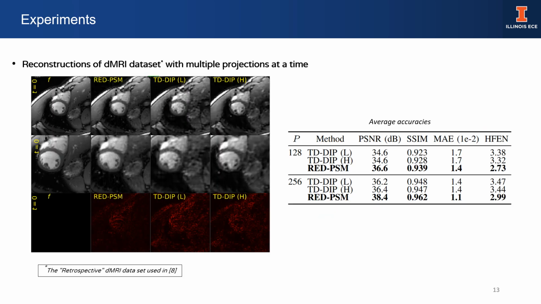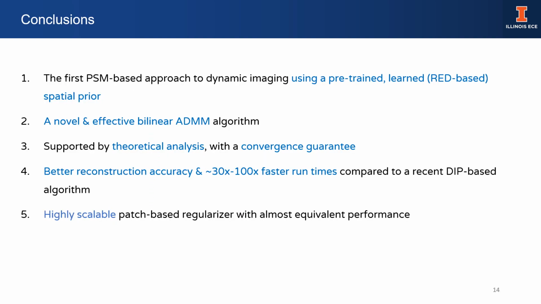RED-PSM also outperforms TD-DIP with different latent representation schemes on a cardiac DMRI dataset using multiple projections at a time. In this work, we propose the first PSM-based approach to dynamic imaging using a pre-trained RED-based spatial prior. To solve the final objective, we propose a novel and effective bilinear ADMM algorithm. RED-PSM is supported by theoretical analysis with a convergence guarantee.